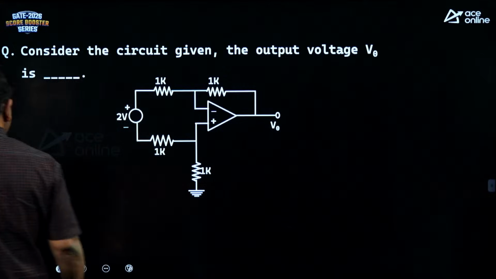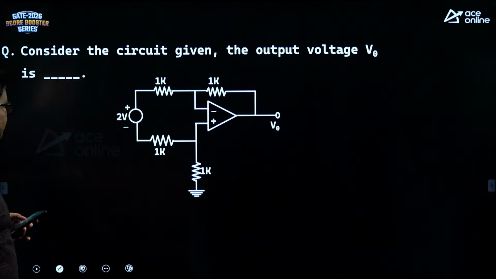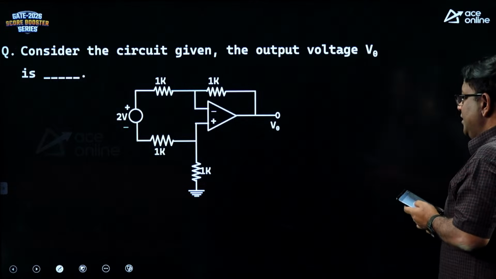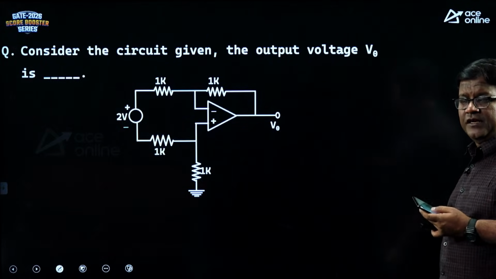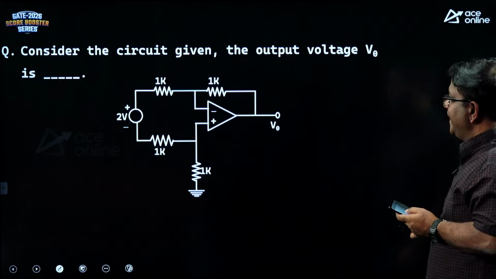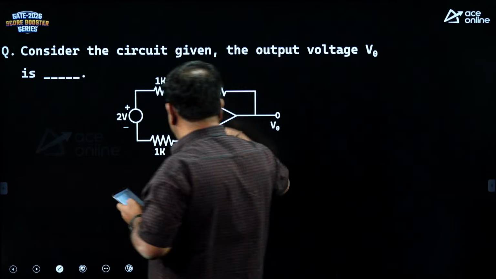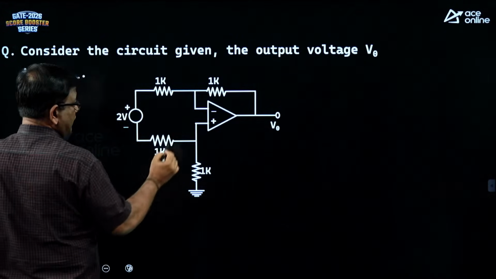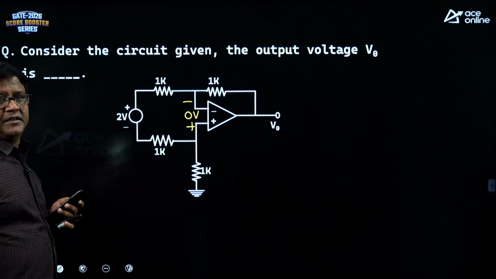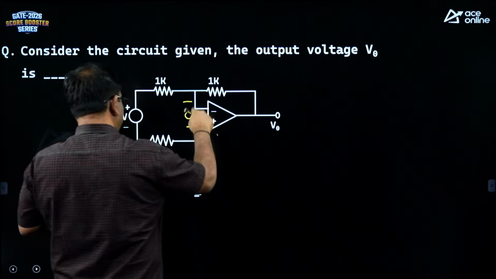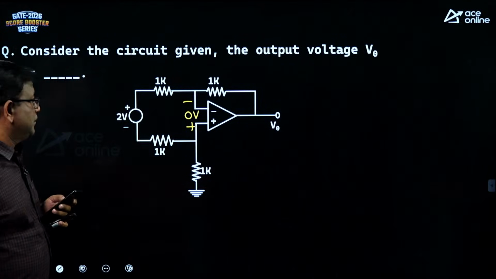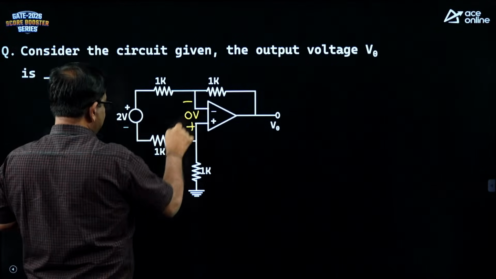Go through the circuit, consider the circuit given. The output voltage V0 is? Now, there is negative feedback here. Op-amp tries to keep these two potentials same. Op-amp is basically an error amplifier. The error between the two terminals is quite small. So, we can consider this to be 0.